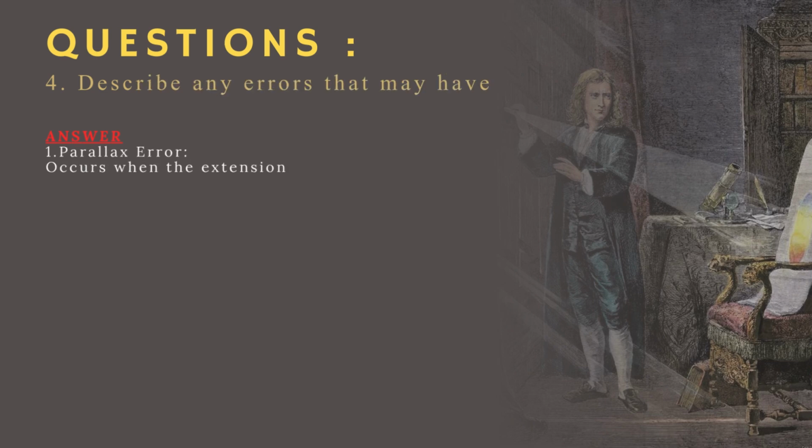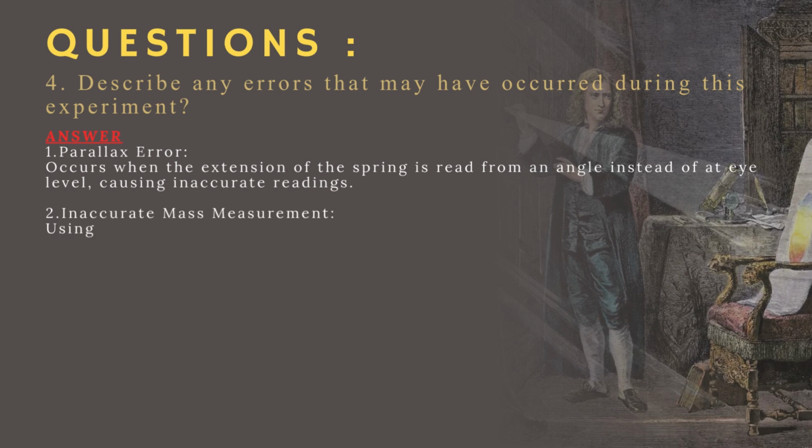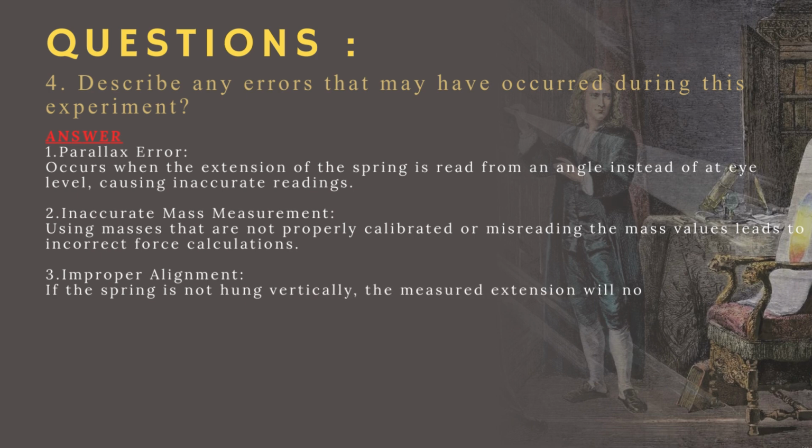When conducting this experiment, there are multiple potential sources of error. In this slide, the question that is asked is to describe any error that may have occurred during this experiment. First, we have the parallax error. This happens when we read the measurement scale from an angle rather than directly at eye level. Second, inaccurate mass measurement. If the masses are not properly calibrated or if we misread the values, our force calculation will be incorrect. Third, improper alignment.